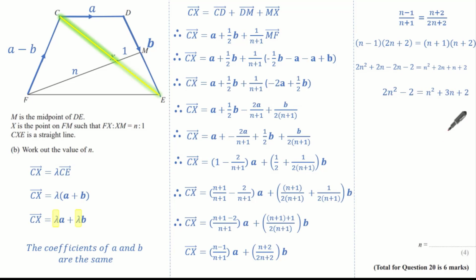Now, rearranging to make the quadratic equal 0, I have n squared minus 3n minus 4 equals 0. Factorizing gives me (n minus 4)(n plus 1), therefore giving me the solution of n to be minus 1 and the solution of n to be 4. Given I cannot have a negative 1 as a value of n, n must be equal to 4.